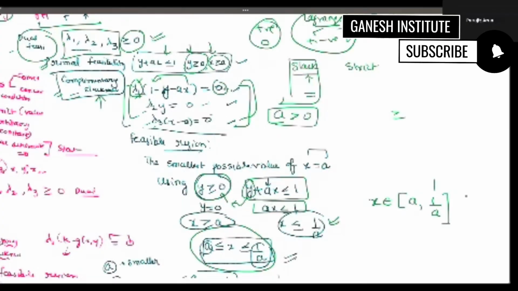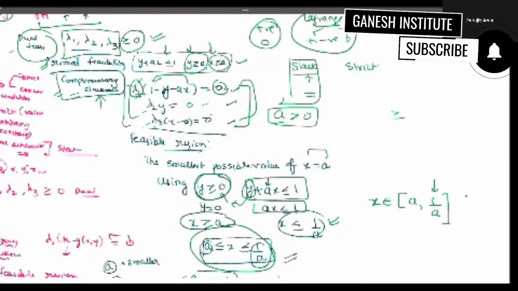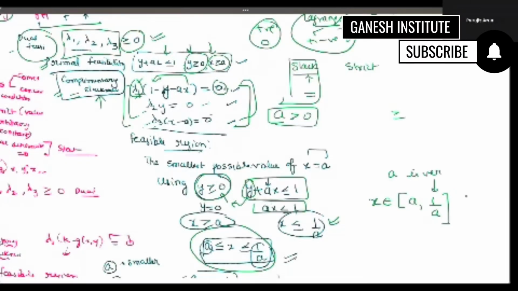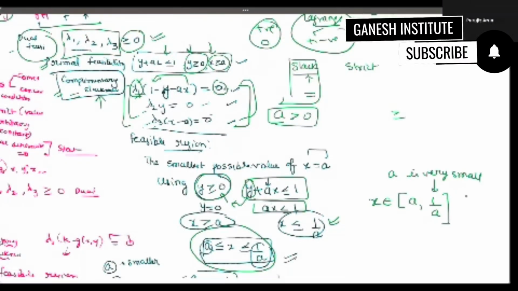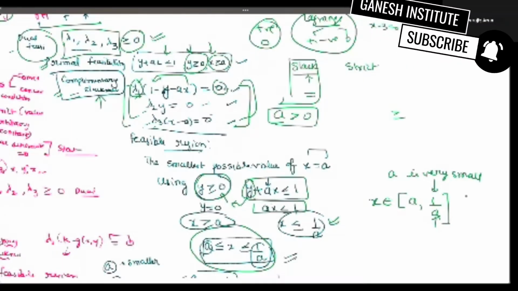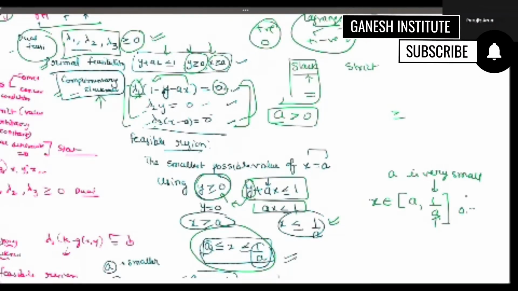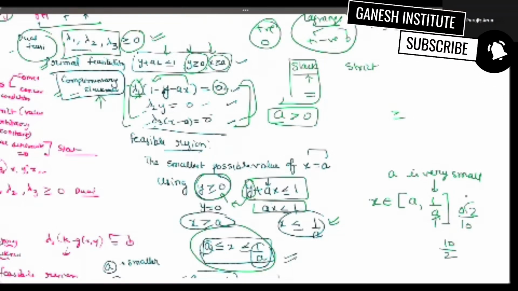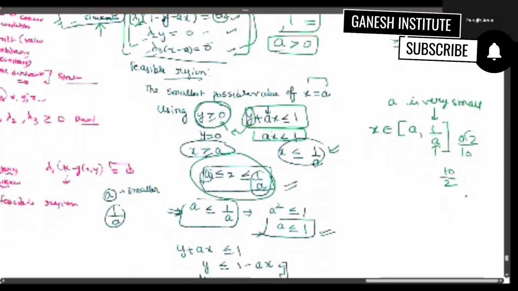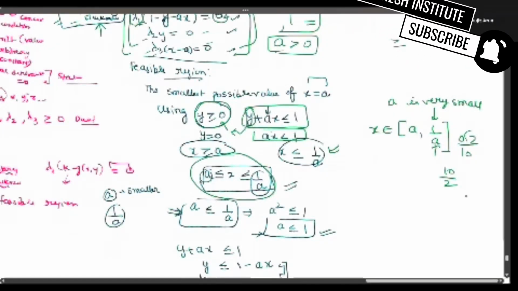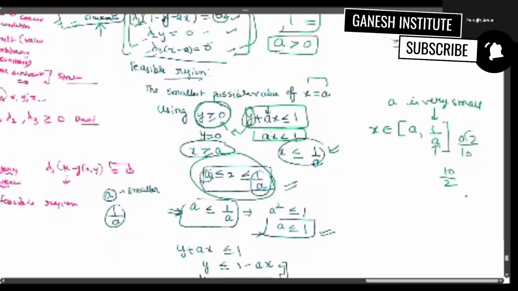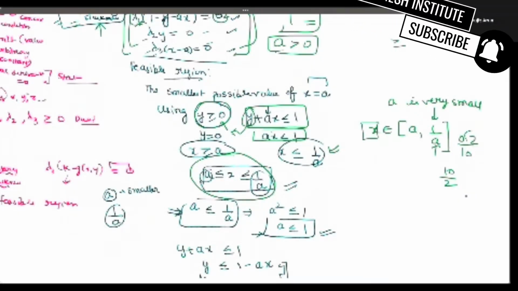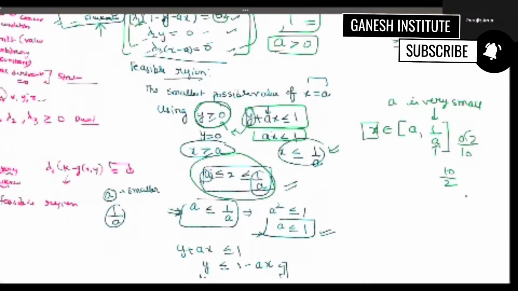If the bigger value is 1 by a, that means a tends to almost 0. Like a is very small, right? Because it's reciprocal. For example, if I say 0.2, that is 2 by 10, so 10 by 2 is greater. So A is supposed to be very, very small if it wants to lie in the physical region. So I have found X at the moment. I need to find A, right?